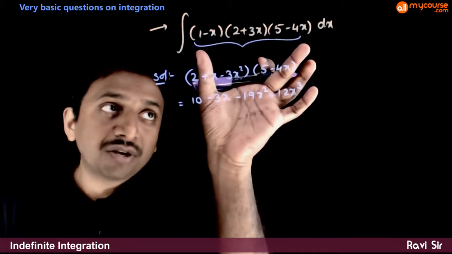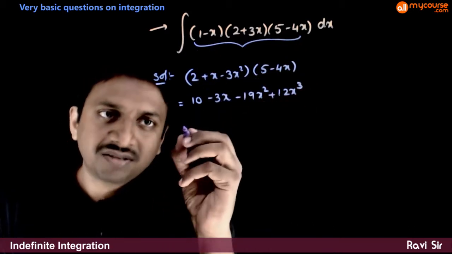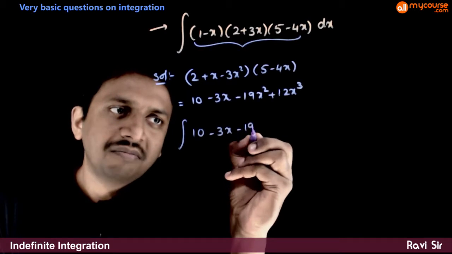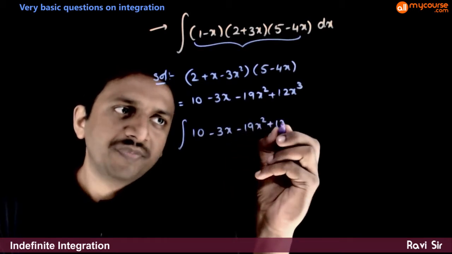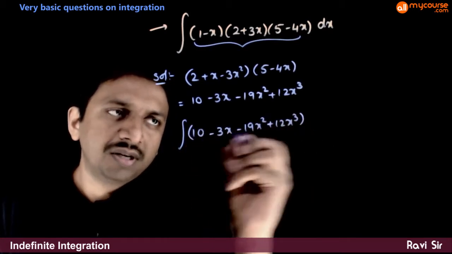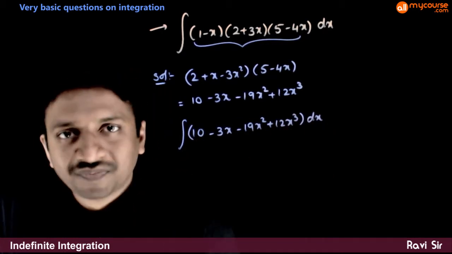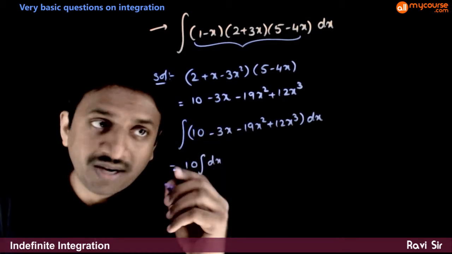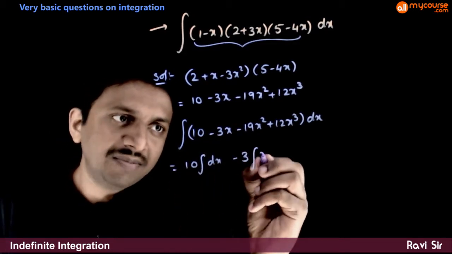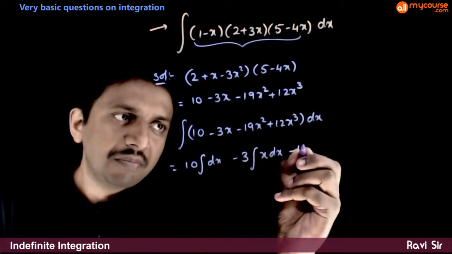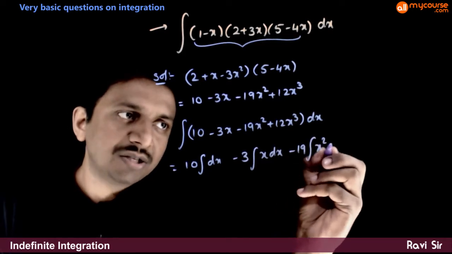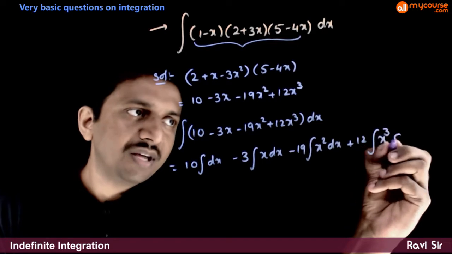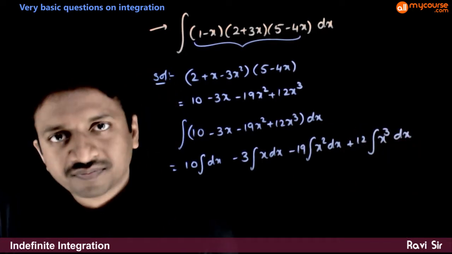So integration of this is nothing but integration of 10 minus 3x minus 19x square plus 12x cube dx. That is equal to 10 times integration of dx, if you separate this, minus 3 times integration of x dx minus 19 times integration of x square dx plus 12 times integration of x cube dx.